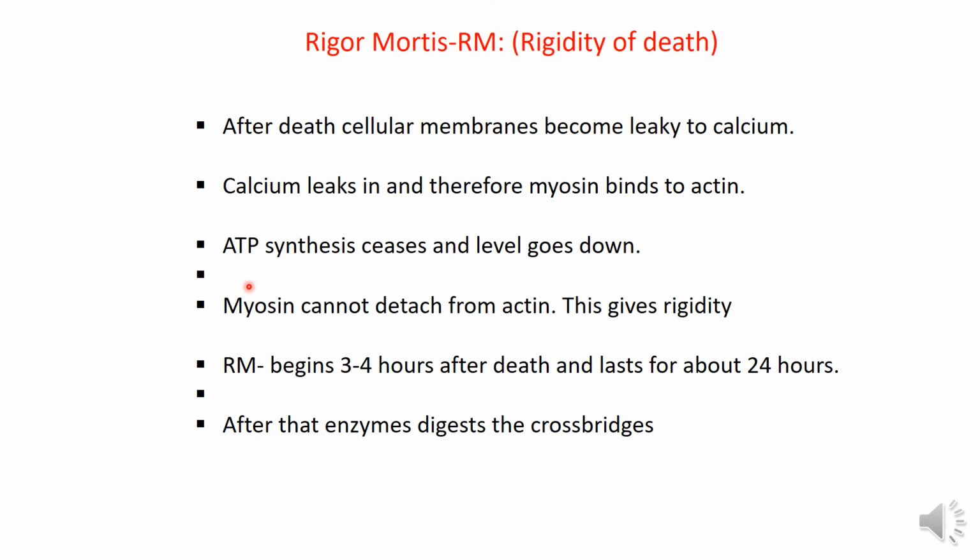What is the meaning of rigidity? It is a state of maintained contraction of the muscle. The myosin head cannot detach from the actin due to absence of complete ATP molecules. There is no pumping of calcium to the sarcoplasmic reticulum due to absence of ATP, so the muscle goes into continuous contraction for about 24 hours, and this usually begins 3-4 hours after death. Then the enzymes are going to produce autolysis to digest the cross bridges.